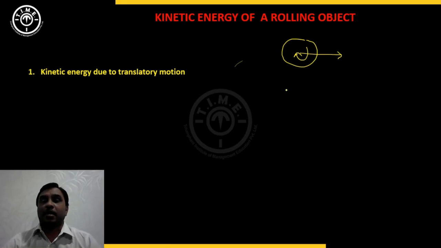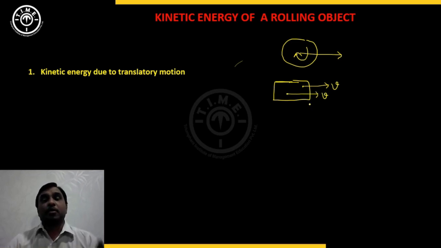What exactly is translatory motion? Let us suppose a body is executing translatory motion, let us suppose this object. Let me take one particle here. If it has a speed v, take any other particle of the object, it will have the same speed v. So translatory motion means each and every particle of the object will have identical velocities.